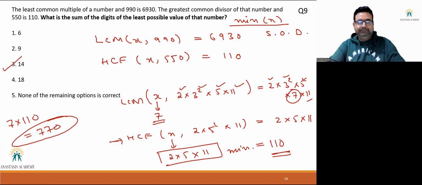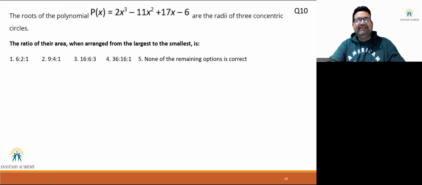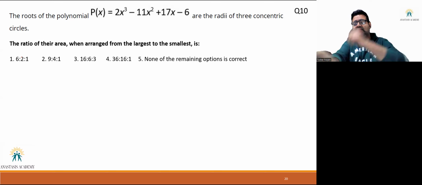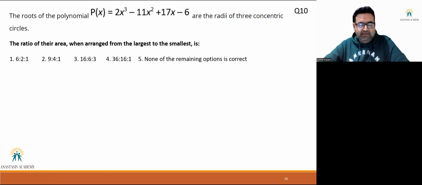Right? A good problem, right? Because it tests your very basic understanding of HCF and LCM, whether you understand how HCF is calculated and whether you understand how LCM is calculated. Right. Coming to question number 10, it says there is a cubic polynomial.